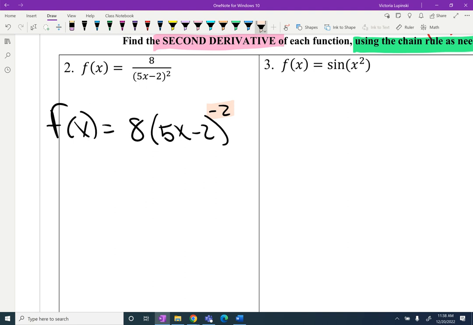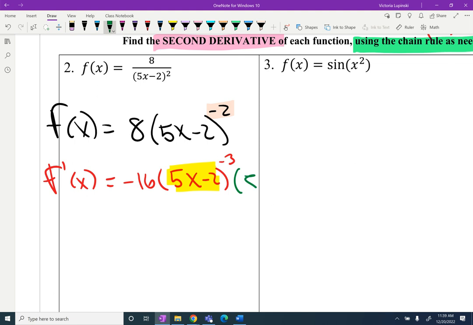Okay, so now from here, I am going to take the first derivative. So it's the same as always. So f prime, the outside function is the negative 2, so that comes down first. So negative 2 times 8 is negative 16. You're going to take the entire thing to the 1 less power. What's 1 less than negative 2? Negative 3. Then make a chain. What's the derivative of the inside? 5.